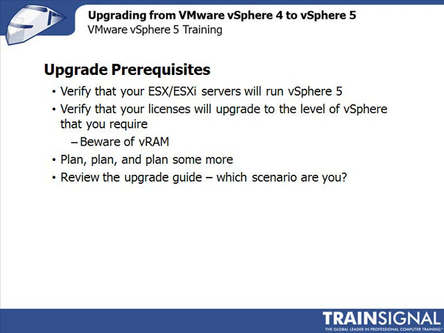You want to verify that your licenses will upgrade to the level of vSphere that you require. So make sure your licensing is in order. Again, beware of VRAM, right? Make sure you have enough VRAM entitlements based on how much memory you've committed to your virtual machines. Make sure you're doing all your due diligence so that your licensing fits what you're about to deploy. Otherwise, do not deploy. I'm going to stress this: make sure the licensing is in order, make sure your hardware is compatible. These two are critical. Then after that, I want you to plan, and then plan some more.